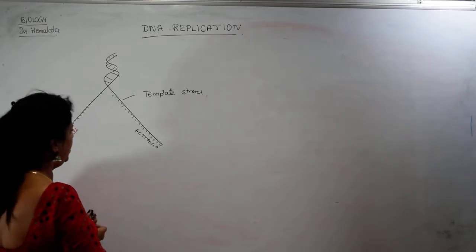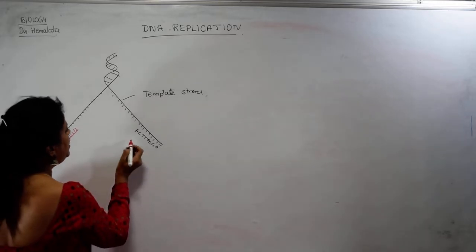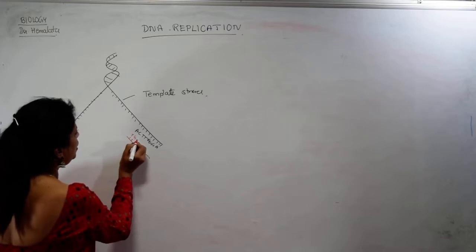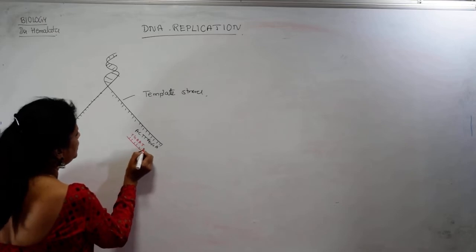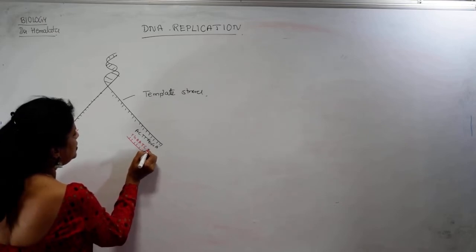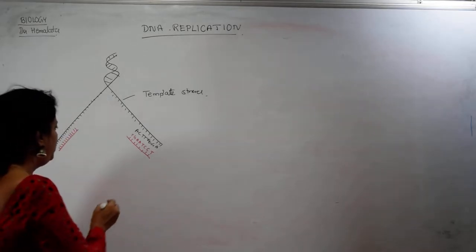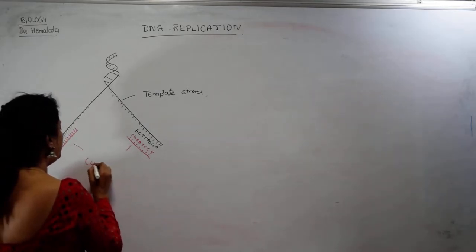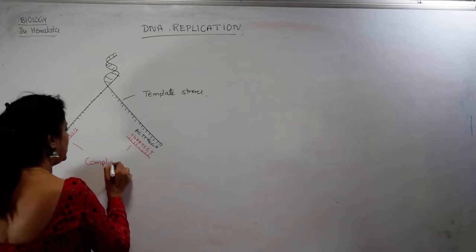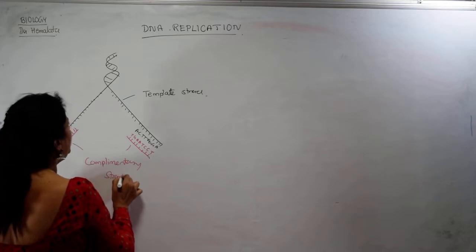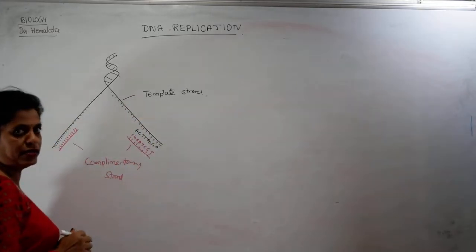If it is this way, then what your complementary strand will contain is the complementary nitrogen bases. A to T, C to G, T to A, T to A, A to T, G to C, G to C, A to T, like this, connected. So this is the complementary strand, and both of these are the template strands, right?